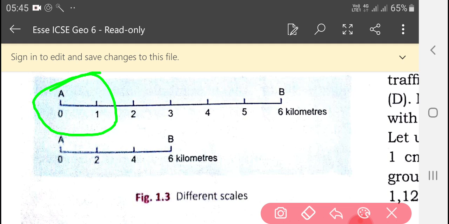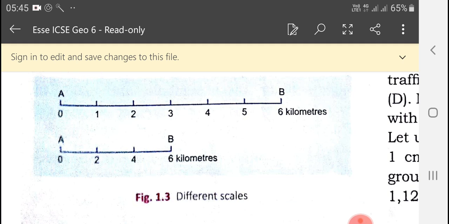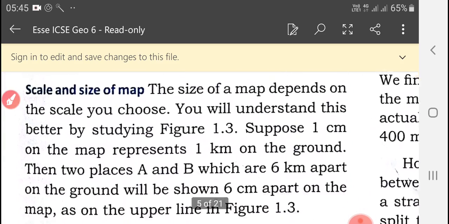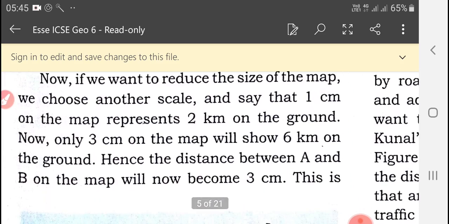And what about the second scale? 1 centimeter represents 2 kilometer. That means here we have to minimize the details. So the second one is small and the first one is large. I hope you all understood.